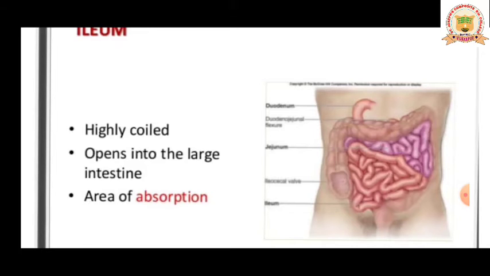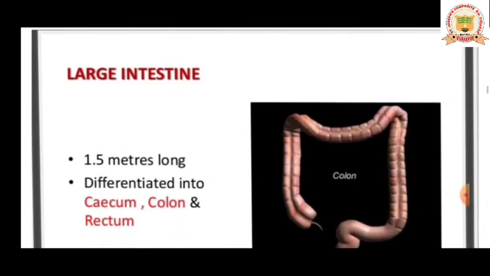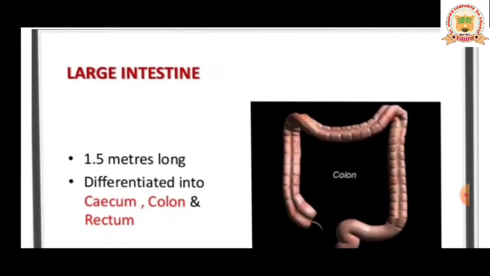Now the ileum proceeds to another part of our alimentary canal, that is the last part of our alimentary canal, the large intestine. The large intestine is about 1.5 meters long. Again it is divided into three parts, that is cecum, colon and rectum. The ileum opens into the large intestine, which consists of cecum, colon and rectum.